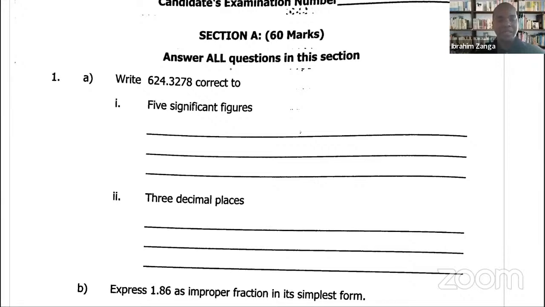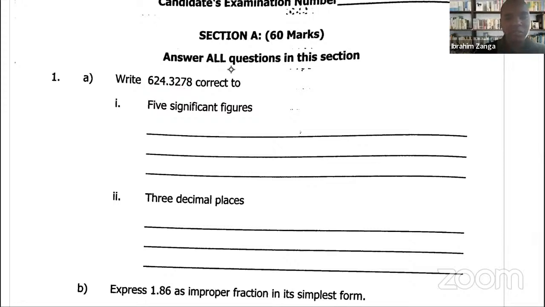So write 624.3278 correct to 5 significant figures. So we're going to check here. For example, here, how many significant figures do we have? We have 1, 2, 3, 4, 5, 6, 7. So we focus only on 5 significant figures.